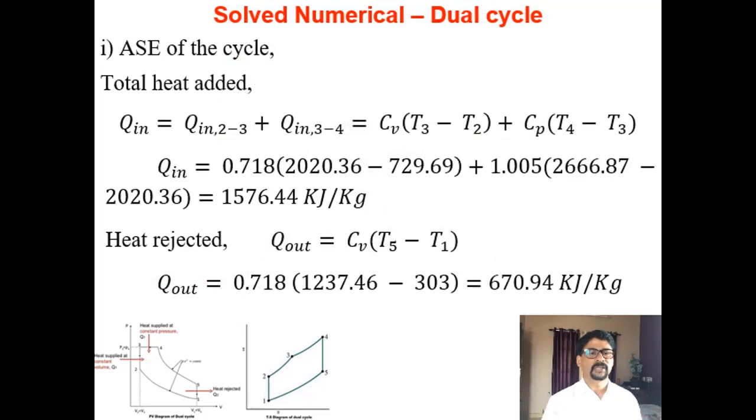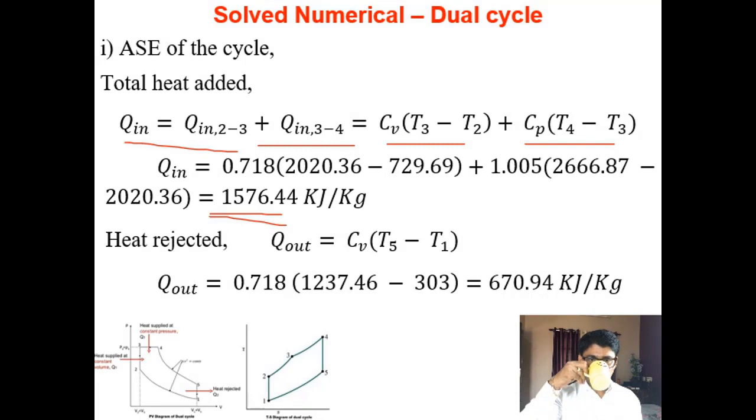Now let us calculate the air standard efficiency of the cycle. For that we require the Q in and Q out. Q in is nothing but Q in 2 to 3 plus Q in 3 to 4, which is CV into T3 minus T2 plus Cp into T4 minus T3. Substitute and simplify, and you'll get Q in as 1576.44 kilojoules per kg. Heat rejected, Q out, is equal to CV into T5 minus T1. Substitute again and simplify, and you'll get Q out, the heat rejected, as 670.94 kilojoules per kg.